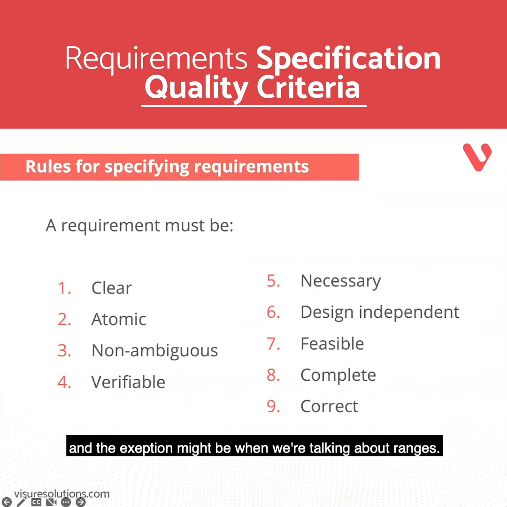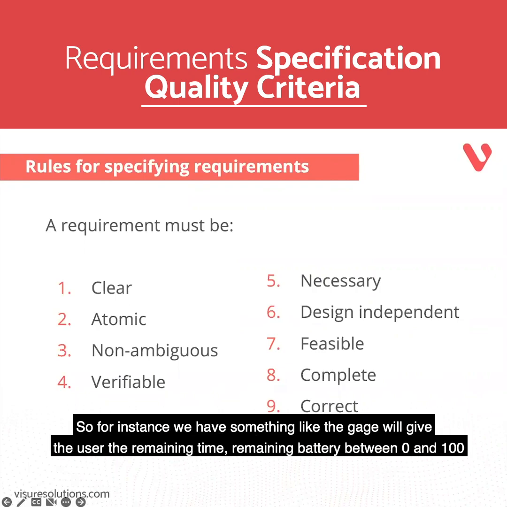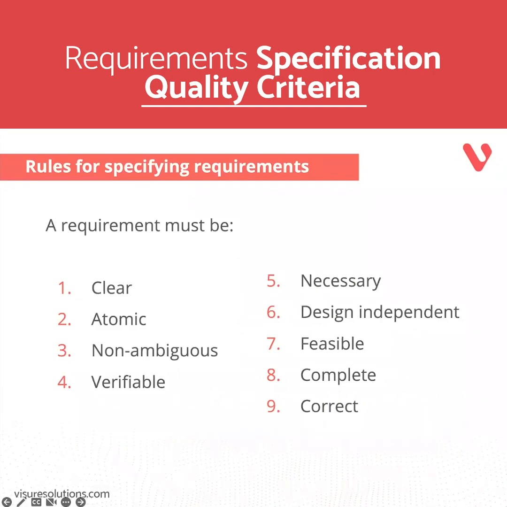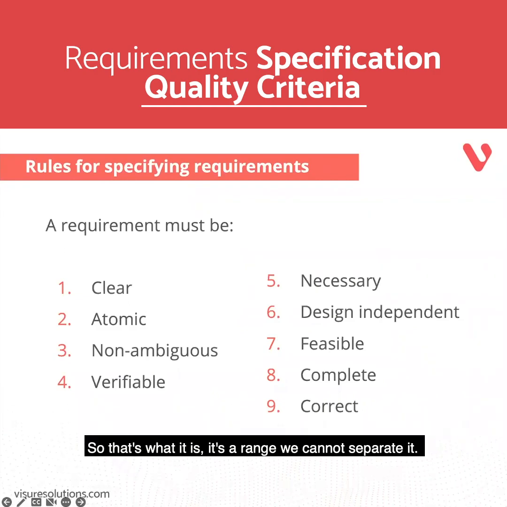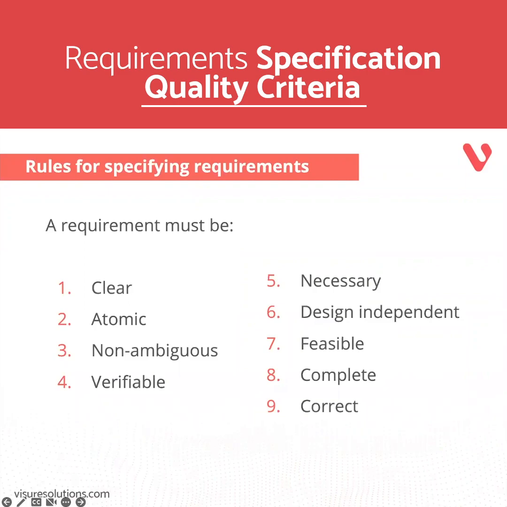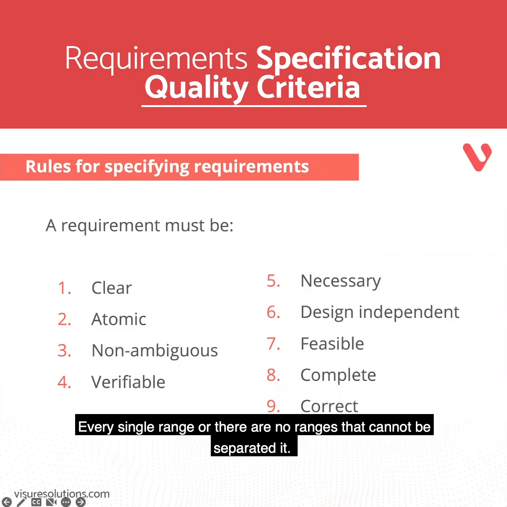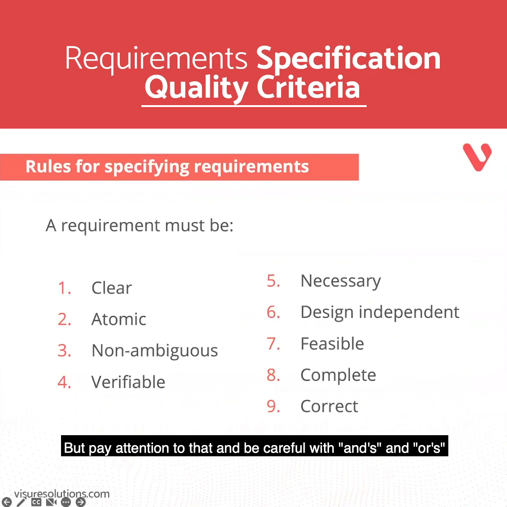And the exception might be when we're talking about ranges. So for instance, if we have something like the gauge will give the user the remaining time, the remaining battery between 0 and 100. So that's what it is. It's a range. We cannot separate it. That does not mean that every single range cannot be separated, but just pay attention to that, and be careful with ands and ors.